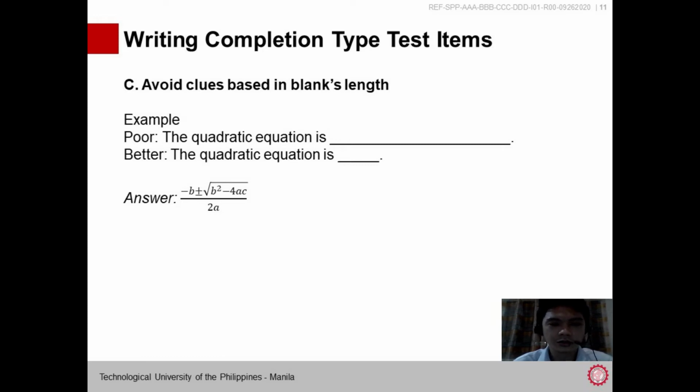So mas okay siya kung ganito. The quadratic equation is short blank. Short blank lang kasi para mas mag-isip yung student kung tama ba yung nasa isip niya na tamang formula ng quadratic equation kasi mukhang hindi kakasya dahil maikli. Pero gaya nga sinabi ko kanina, kahit maikli pa yan, kung ayun yung tamang sagot, ayun yung tamang sagot. Hindi yun magiging mali.